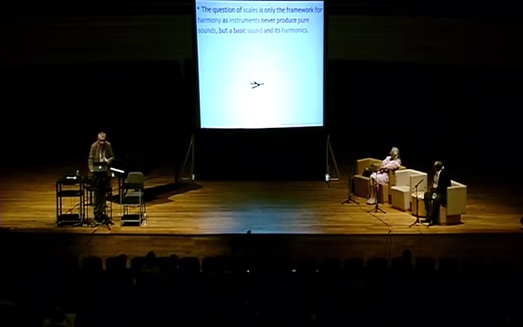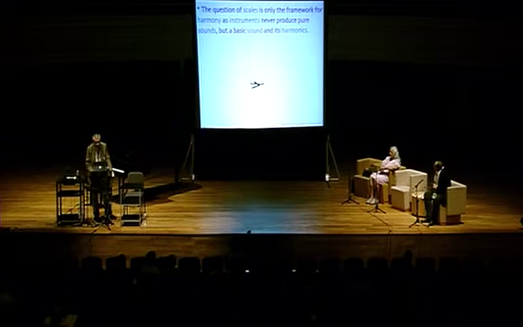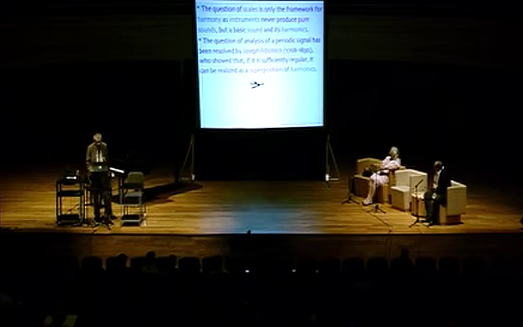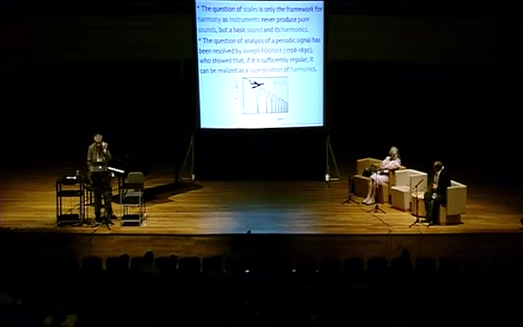So actually, the question of scales is only, as you know, the framework for harmony for instruments, because the instruments never produce pure sounds. They always produce sounds and harmonics, that is the partials sometimes, as they are called. And this question of analysis of a periodic signal has been resolved by the mathematician Joseph Fourier, and he showed that any signal which is sufficiently regular can be realized as a superposition of harmonics. And so the key point, of course, is to know how the energy which corresponds to a sound is located in these various harmonics, what I call harmonics, which you may call partials also.